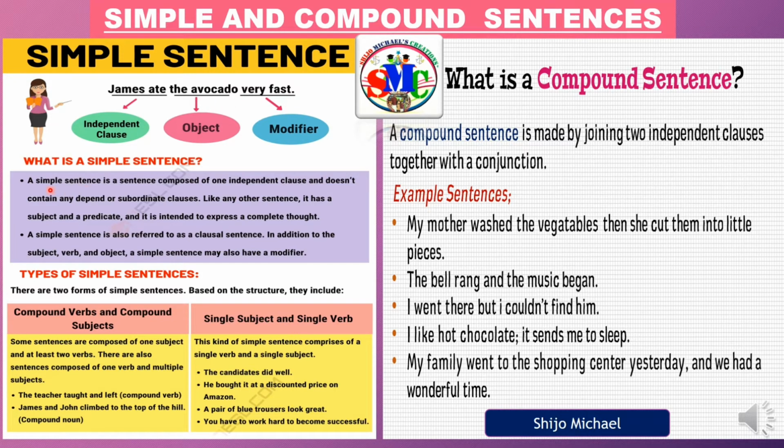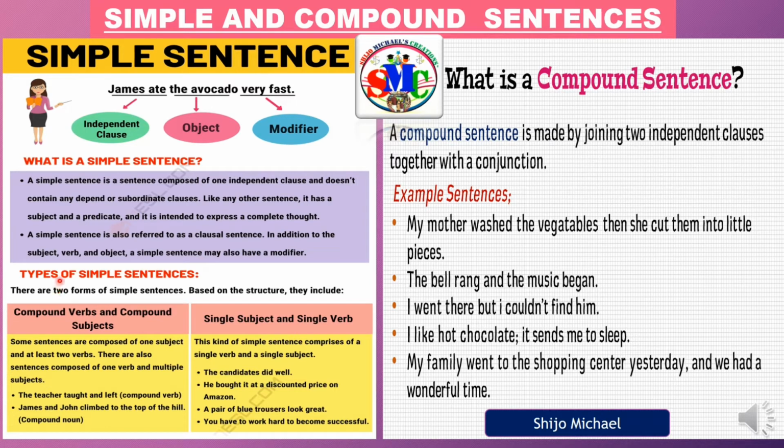Now let us see the definition. A simple sentence is a sentence composed of one independent clause and doesn't contain any dependent or subordinate clauses. Like any other sentence, it has a subject, predicate, and it is intended to express a complete thought. A simple sentence is also referred to as a clausal sentence. In addition to subject, verb and object, a simple sentence may also have a modifier. So it is not necessary to have a modifier. Sometimes it may contain a modifier.